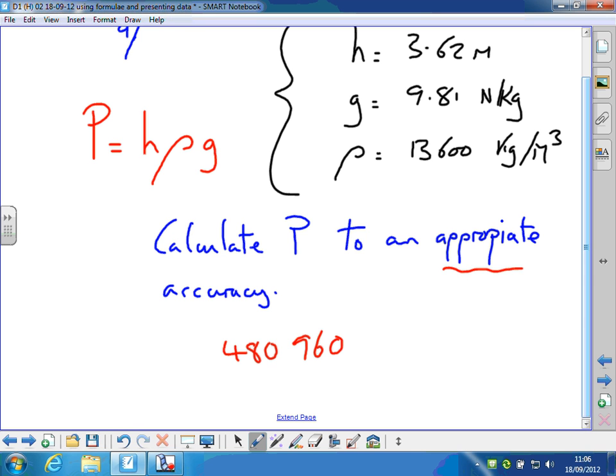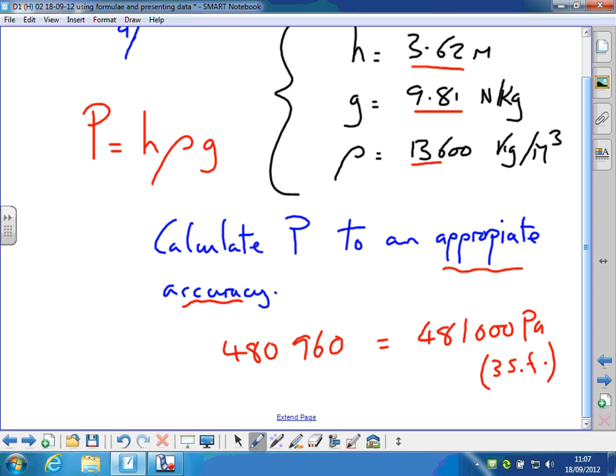This bit about appropriate accuracy, what was that all about from last week? Significant figures. You go by the significant figures in the numbers you put in, and in this case they're all 3, so your answer should be 3. Okay, so a better answer would be 4. What would it be to 3 significant figures? Because that's a 9, this goes up to 1. 481,000 pascals to 3 significant figures.